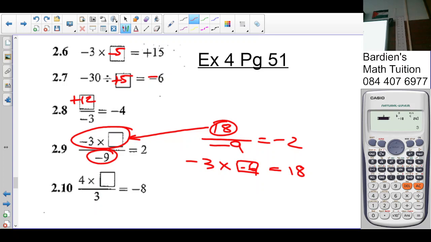Just hang on. Oh, this is positive. Sorry, my mistake. I made that negative. So yes, it is going to be positive 6. So 6 is correct. Okay? I put negative here. That was my mistake.